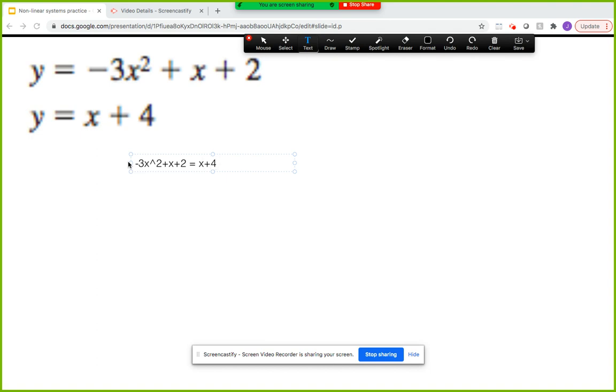Now remember, from here, our goal is to just create one equation that is parabolic and equal to 0, so that way we can go ahead and solve using the quadratic formula.